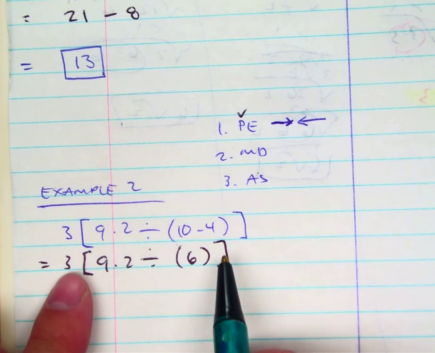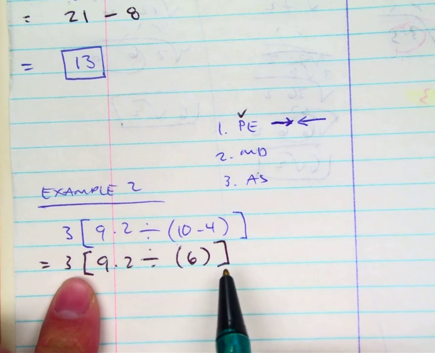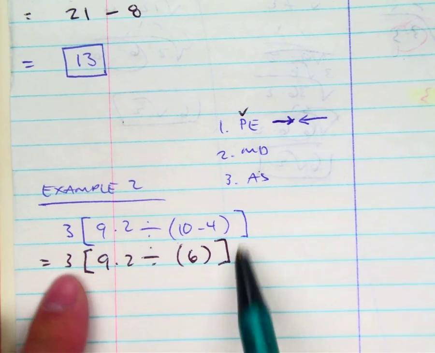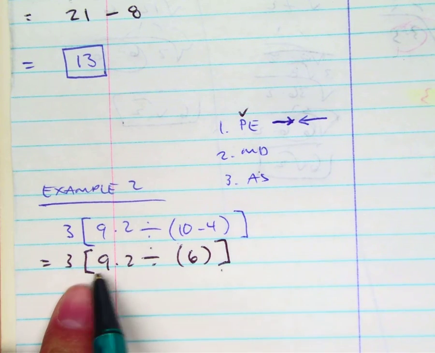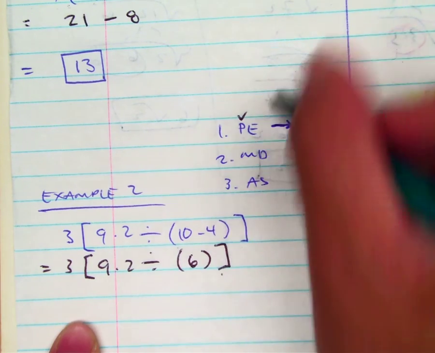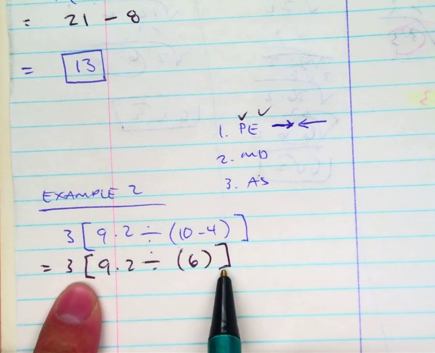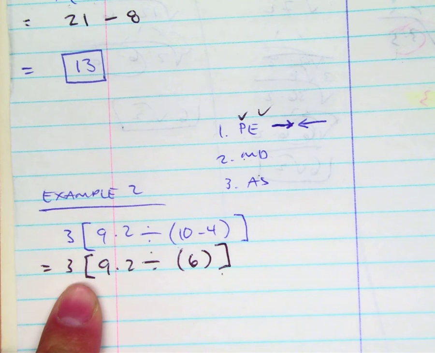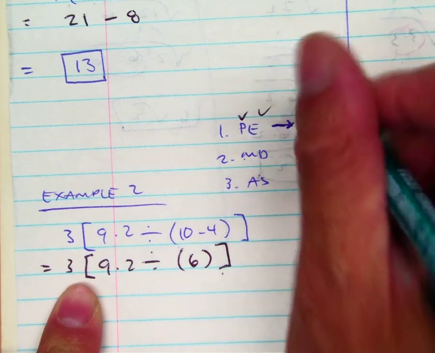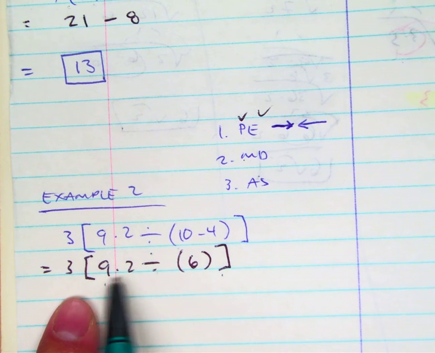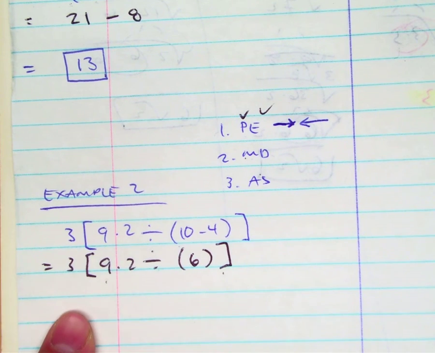Okay, this tells you not to distribute. That's where students are tempted to want to distribute the 3. Well, I have to use this bracket, which means I have to do everything in here first. Do you guys see any exponents? No. Now inside the brackets, I'm going to do multiplication and division as I see them going from which direction, class? Left to right. So I'm not going to skip over here. I'm going to do this one first. 9 times 2 is 18.